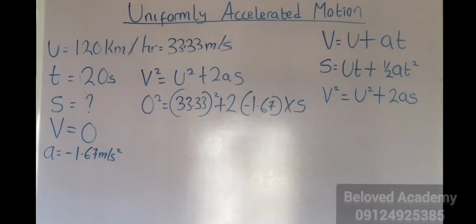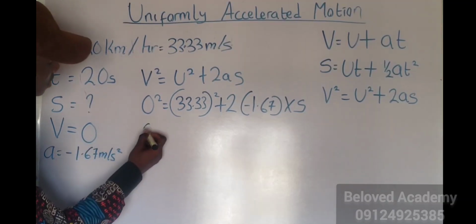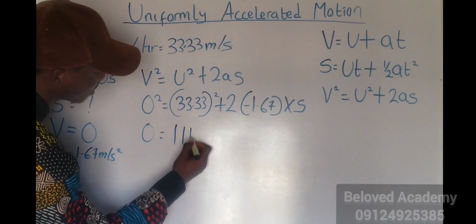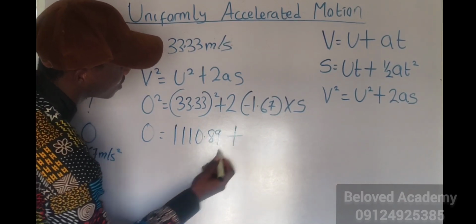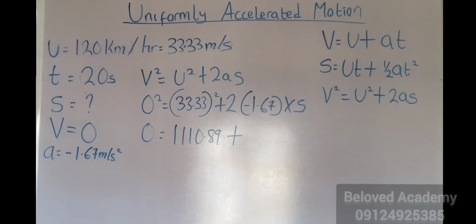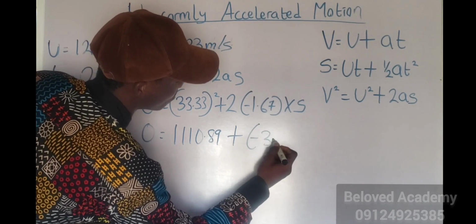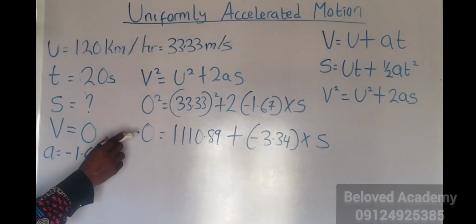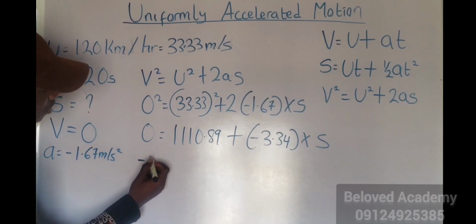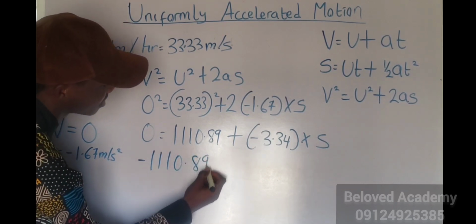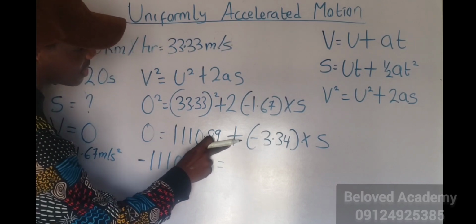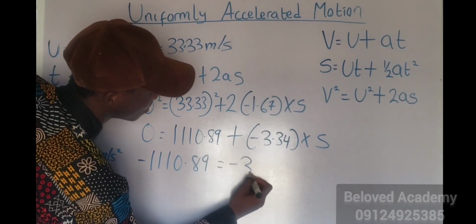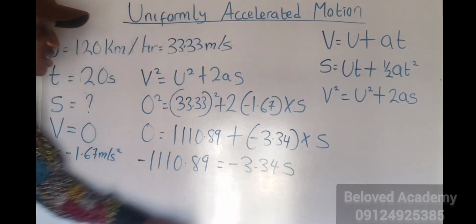33.33 squared is 1110.89. So I'm going to have 0 is equal to 1110.89 plus 2 multiplied by negative 1.67. That will give us minus 3.34. So I'm going to have 1110.89 plus negative 3.34 multiplied by S. Now I'm going to take this to the other side of this equation. So I'm going to have minus 1110.89 is equal to negative 3.34S. This is not 5, it is S.